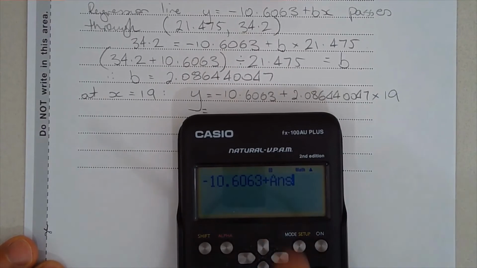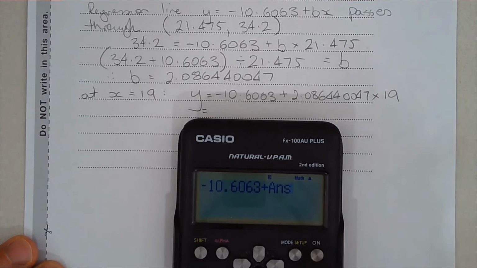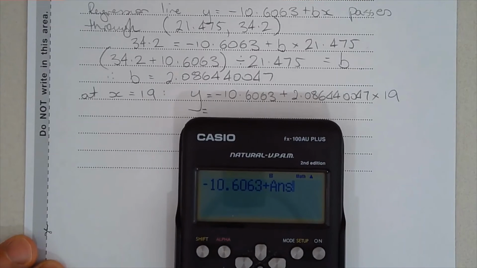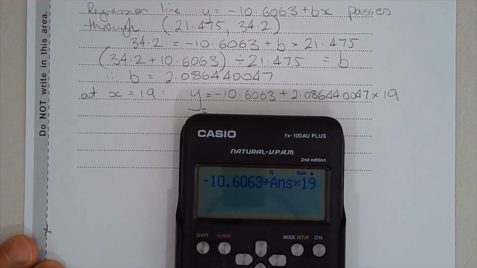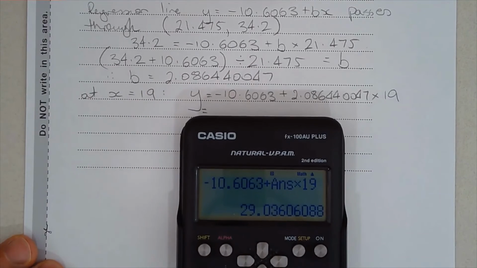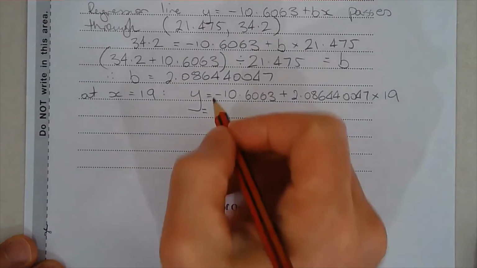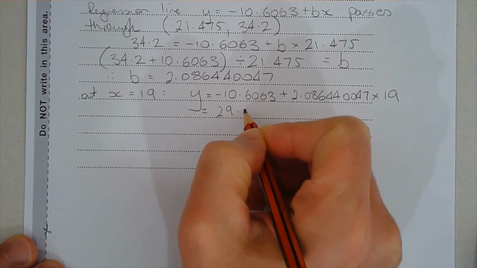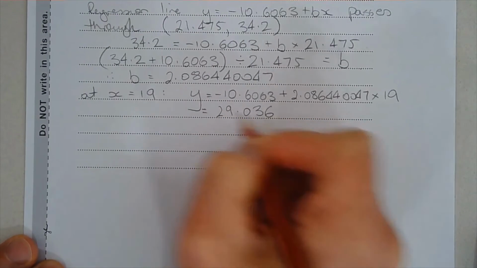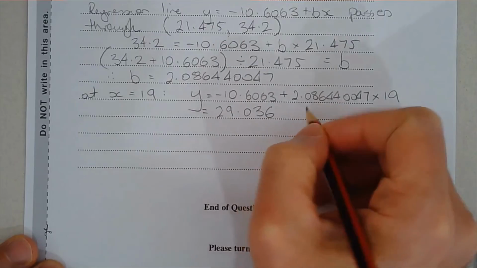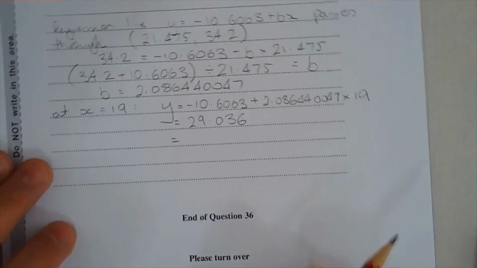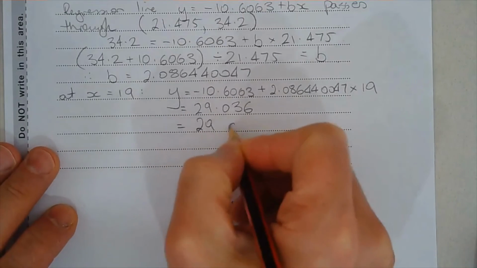Now, the value for b is in the answer memory, so I'm just going to use that. Just be very careful using that to make sure that that's in fact the correct value that you have in there, as long as you haven't done any other calculation. Times 19, and we have 29.036. Now to correct to the nearest whole number, we have 29 chirps.